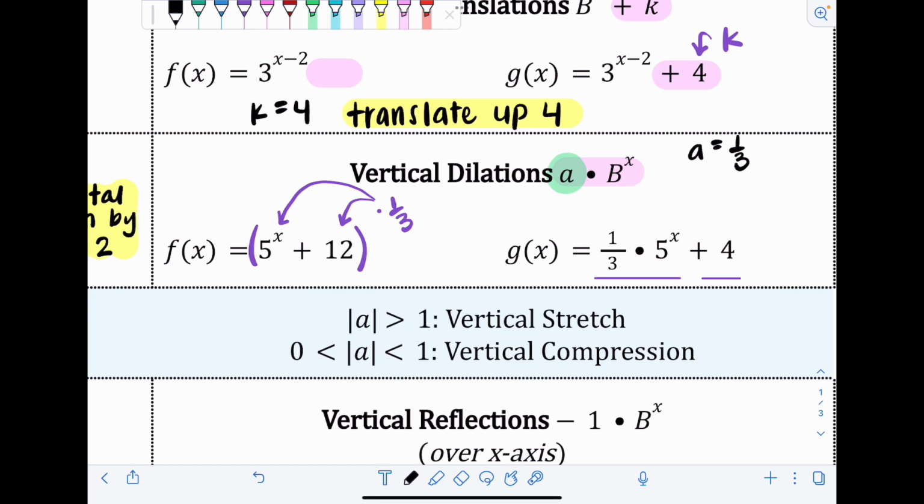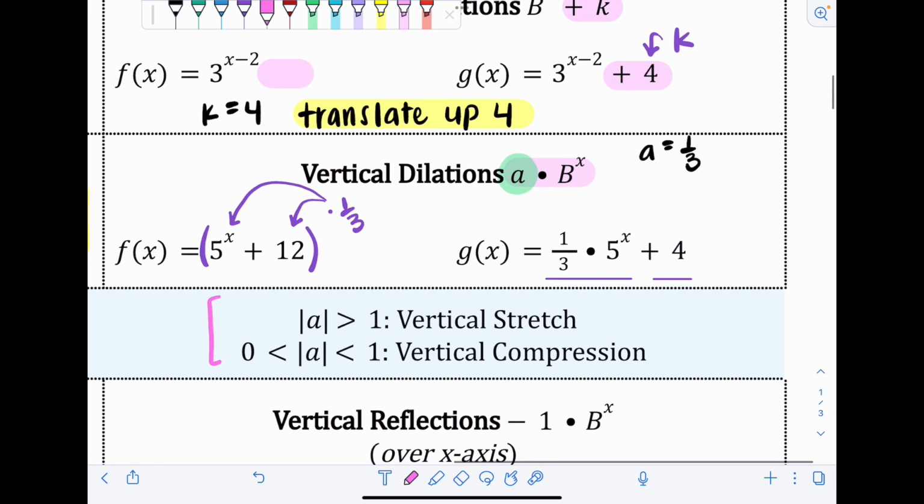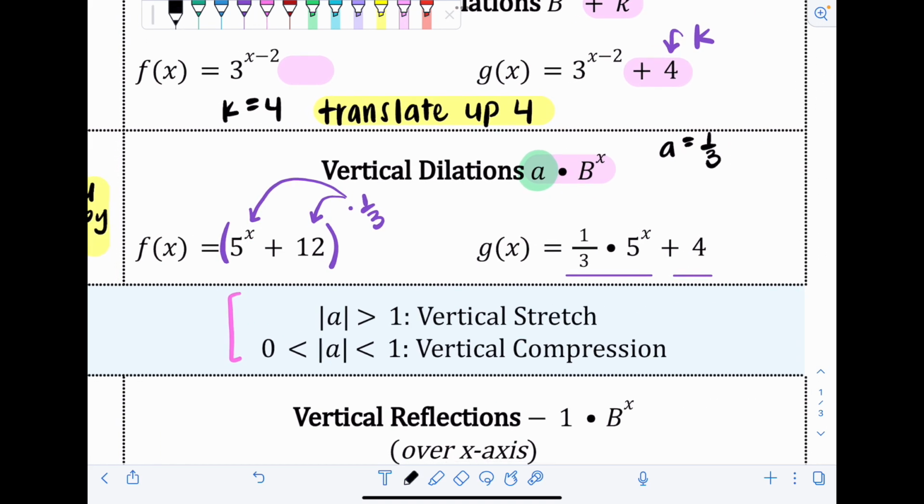And then what that means in terms of stretch or compression is written down here. So when a, or the absolute value of a, is greater than 1, it's a vertical stretch. If it's between 0 and 1 like ours is, it would be a vertical compression. You may also see the words vertical shrink instead of compression. That means the same thing. So our transformation would be a vertical compression by 1/3.